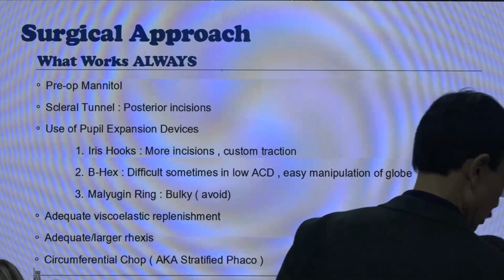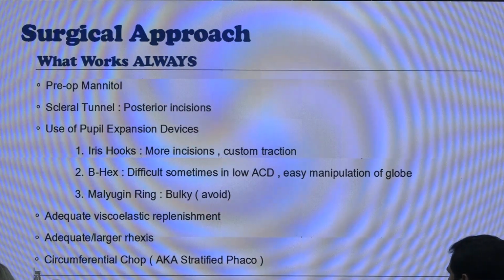Adequate OVD, dispersive OVD replenishment is essential and should be done frequently. An adequate or larger rhexis, the significance of this cannot be overemphasized because, again, because of the smaller white to white, you get the perspective that your rhexis is quite large. But understand that the lens and its equator is as bulky and as big as in a normal eye. Only you are seeing it through a much smaller window of clear cornea. So your rhexis actually should intuitively feel to be larger than what you generally make.